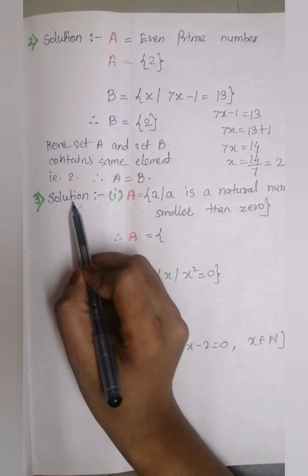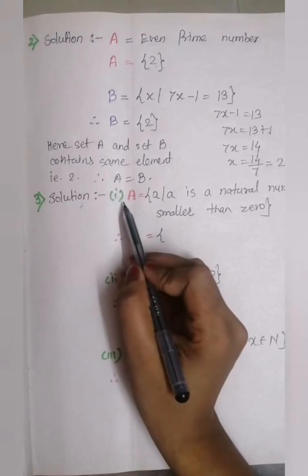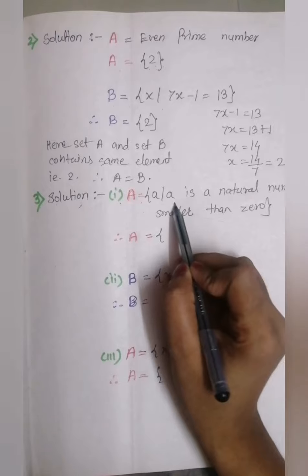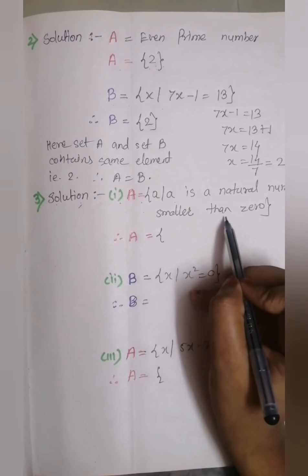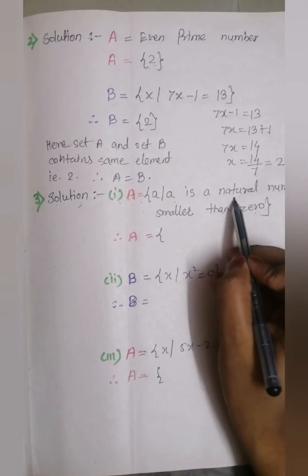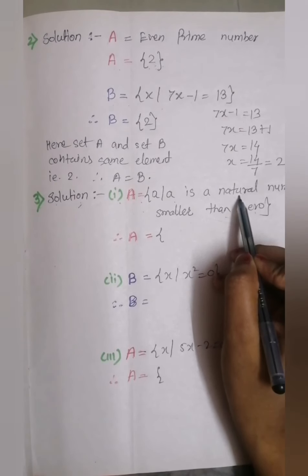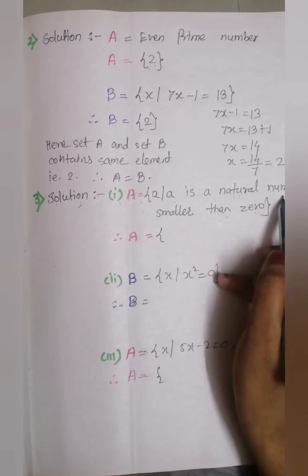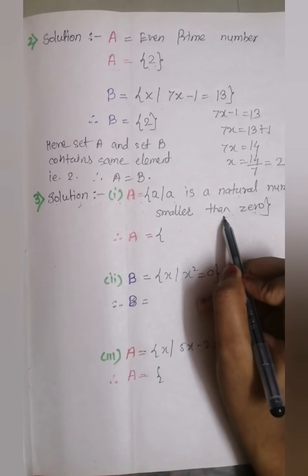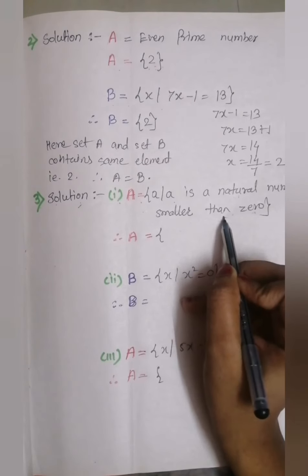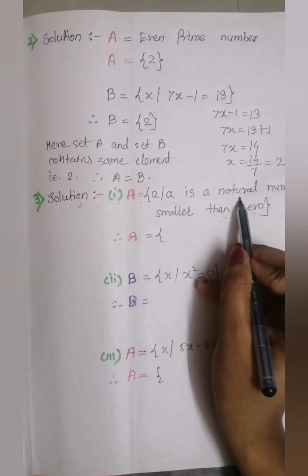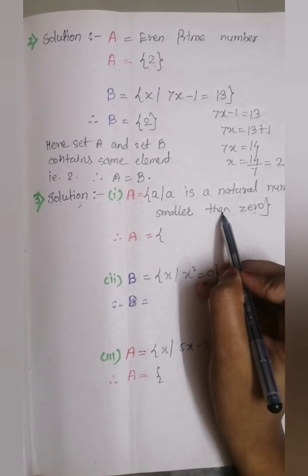Now start with the solution of question number 3. Sub question: A equals x such that x is a natural number smaller than 0. Students, you know that natural numbers start with 1, and they have given us a natural number smaller than 0. Smaller than 0 means a negative value, and we know that there is no negative value in natural numbers. So this condition is not satisfied.